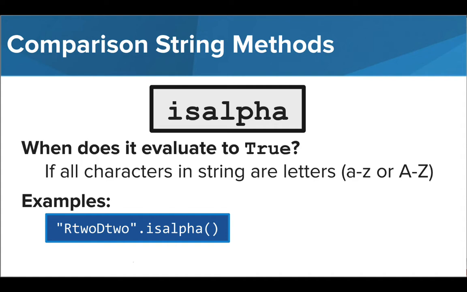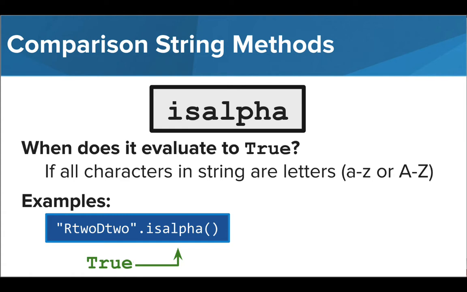Let's look at this first example, R2D2 dot isAlpha. Remember that to use a method, we use dot notation. So we either write the string we want to check or a variable name that holds the string, and then write a period, the string method name, and end with a set of parentheses. So will this evaluate to true or false? This will be true because each character included is a letter A through Z.